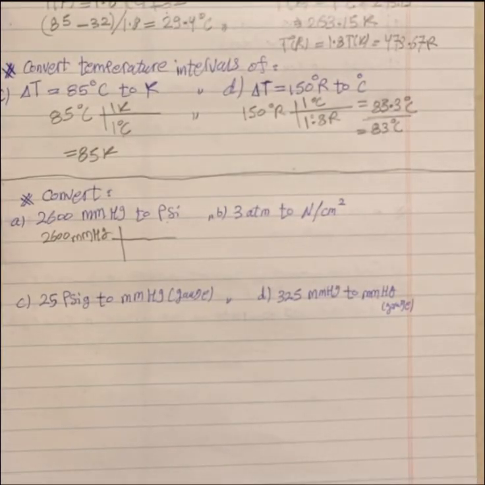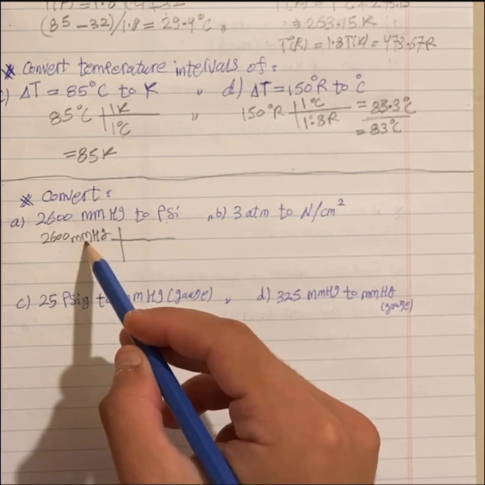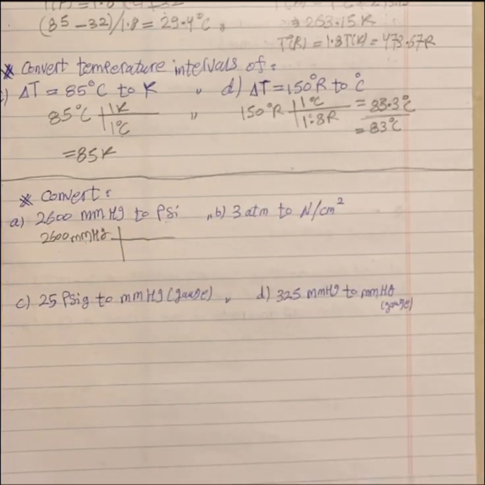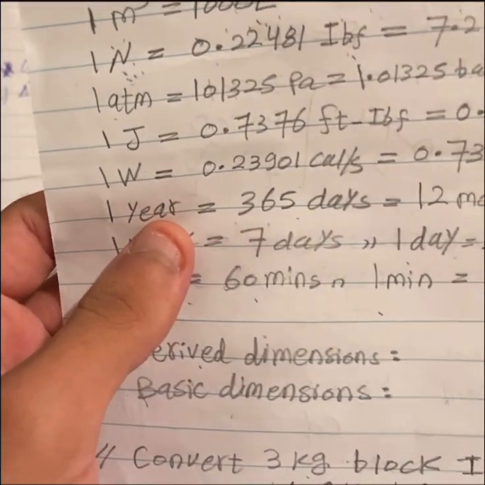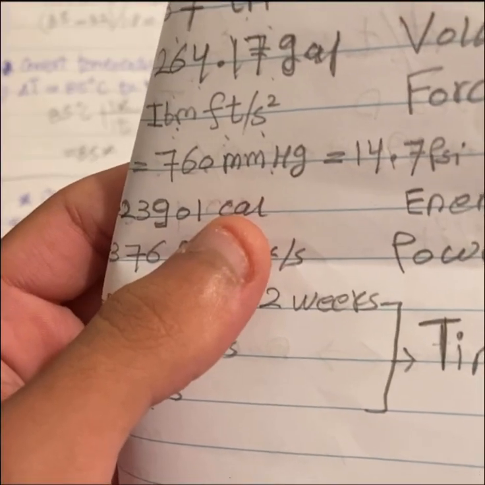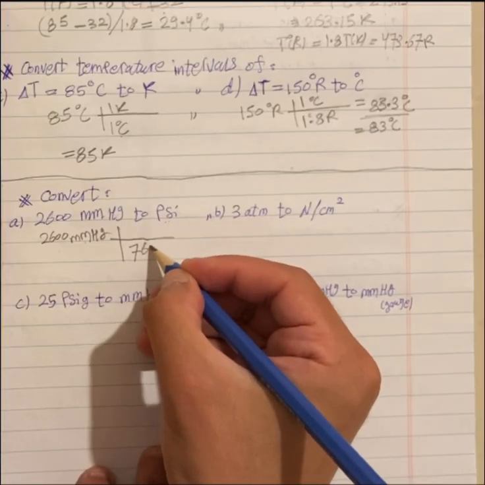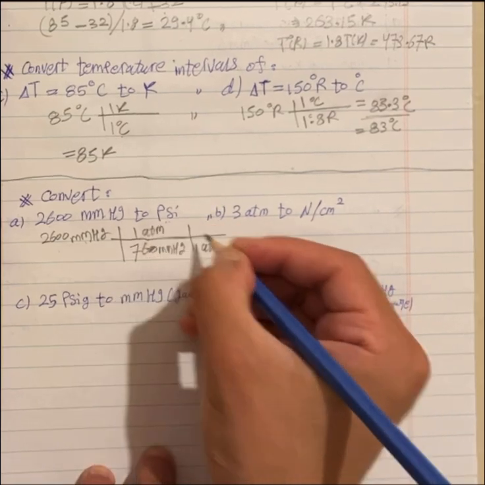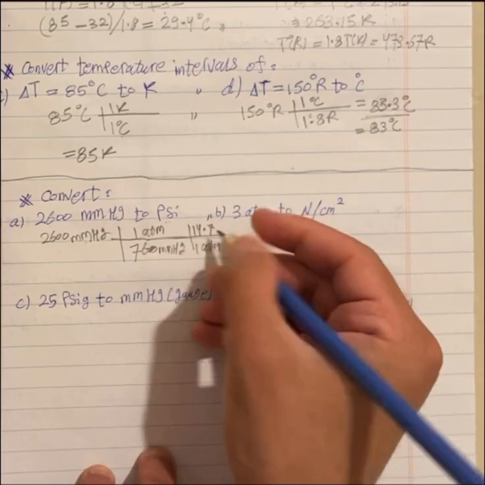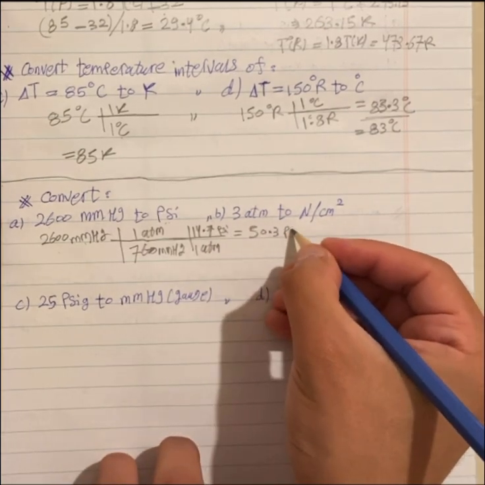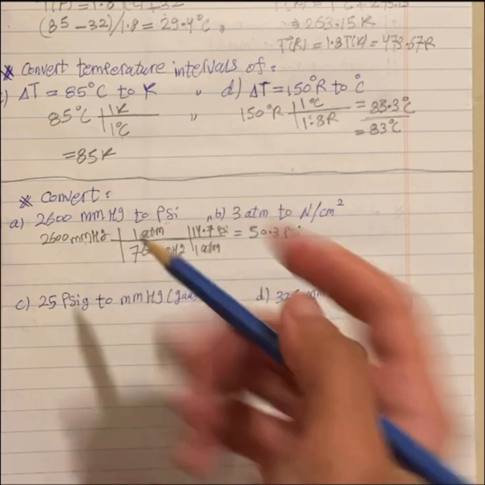Okay, we have 2600 millimeter mercury. We need to convert it to psi. And to do that, we need the conversion factor: 1 atmosphere is equal to 760 millimeter mercury. Put it in the bottom to cancel mercury with mercury, and for each 1 atmosphere is equal to 14.7 psi. The answer is 50.3 psi.